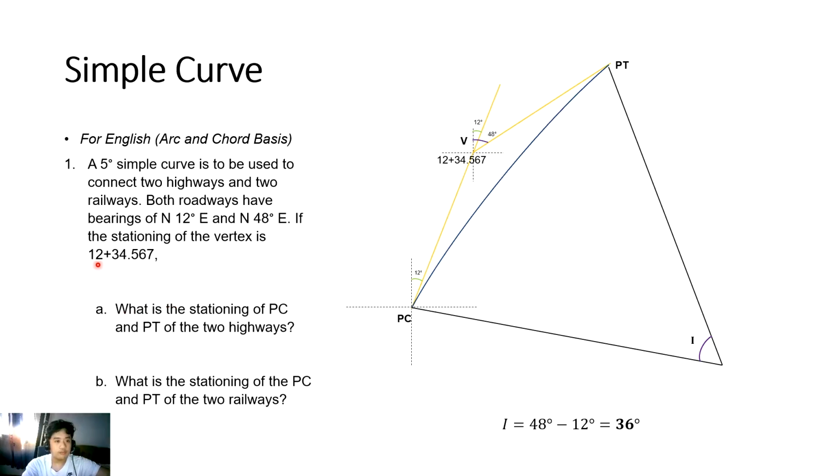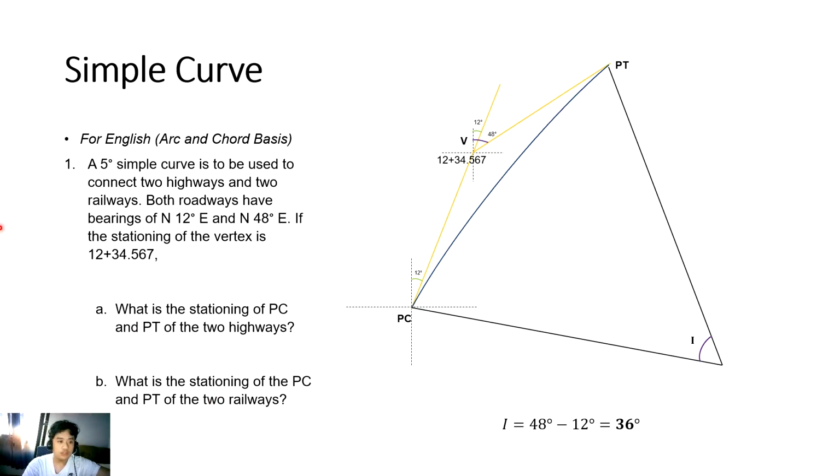For the next given problem, we have a 5-degree simple curve to be used to connect two highways and two railways. Both roadways have bearing of north 12 degree east and north 48 degree east. The stationing of the vertex is 12 plus 34.567. What is the stationing of PC and PT of the two highways, and what is the stationing of the PC and PT of the two railways?